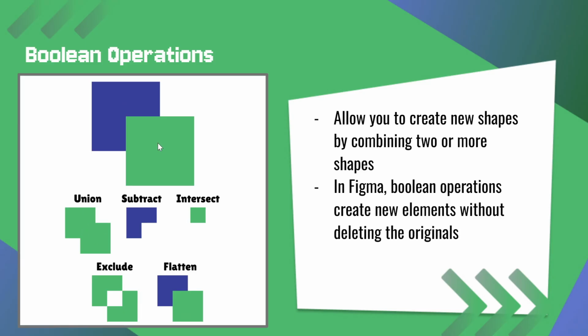Union uses the topmost shape to create the union. Subtract subtracts the front object from the back objects. As you can see here, this shape comes from subtract. Intersect just intersects them. It makes a tiny little square. And exclude does the opposite of intersect, so it'd just be this part and this part. And then flatten is just the same thing.